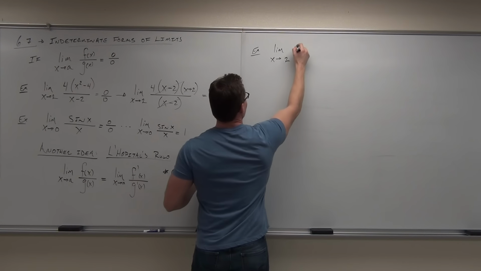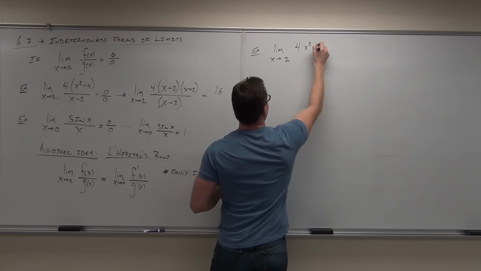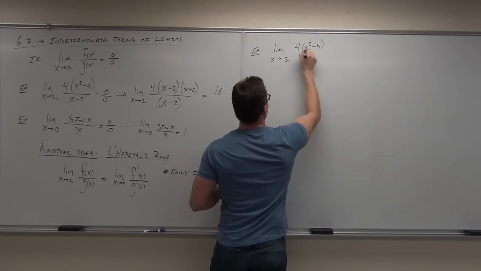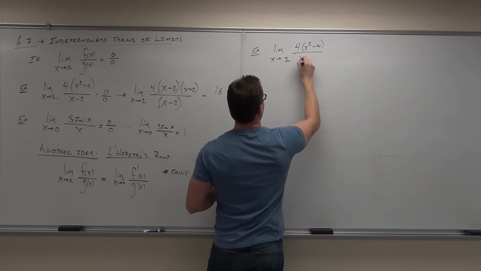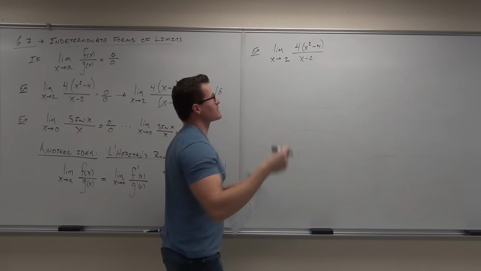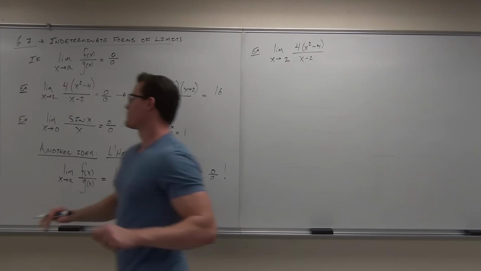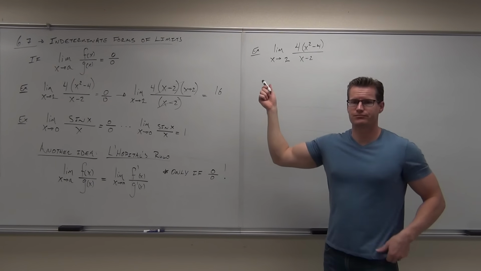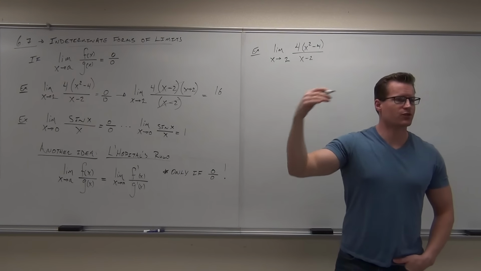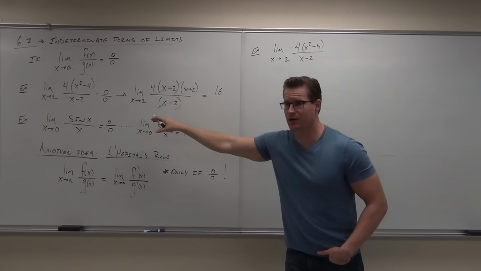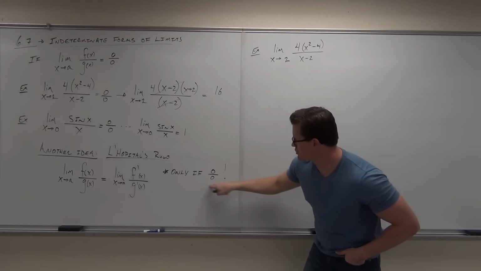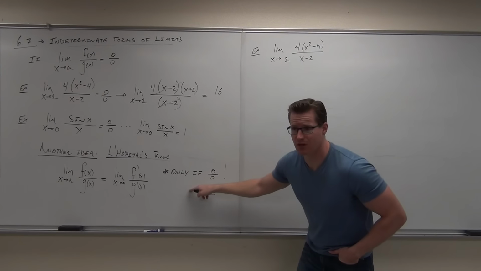Are we doing 2? Okay, 4x squared minus 4 over x minus 2. Okay, check this out. It's awesome. It's really cool. Here's the things you need to check. Do we have a limit? If I plug in the number, do I get 0 over 0? Yes. Yeah, we already have that over here. So what I know is that this is true. My original limit is 0 over 0.